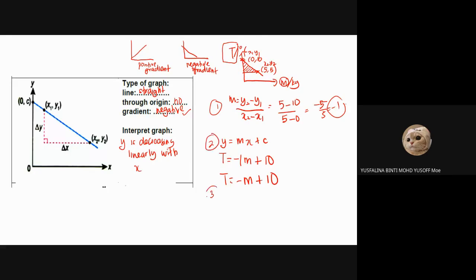Then number 3, the question may ask you to interpret the graph or to find the relationship between G and t. The graph is decreasing linearly, so G is decreasing linearly with t. This is the answer. So this is the example, and this is how the questions may be asked if they come up.